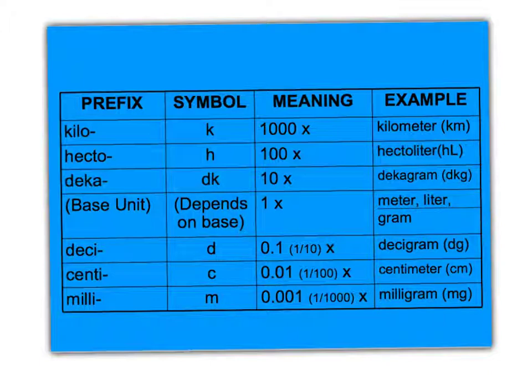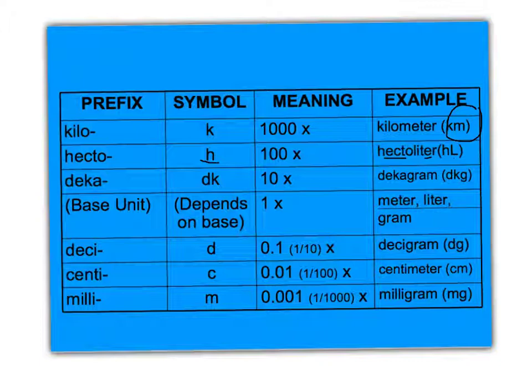So for example, a kilometer, so we put the K from kilo, and we marry that with the M from meter, and we get an abbreviation of km. Hecto is the prefix for 100 times. It's abbreviated with the letter H. So, for example, when we marry that with a liter, which would mean 100 liters, we get hectoliter, and it's lowercase h and uppercase L. And again, it means 100 times.